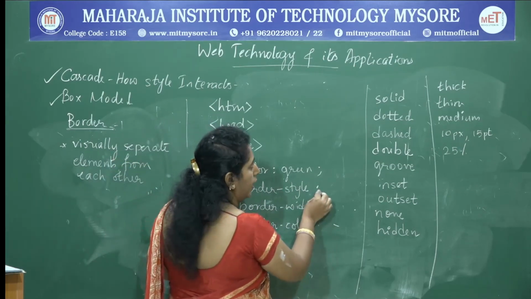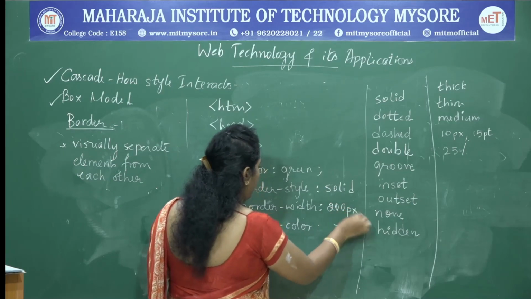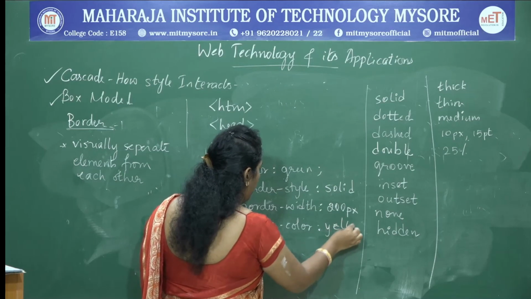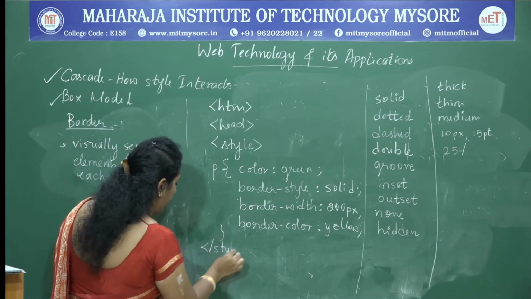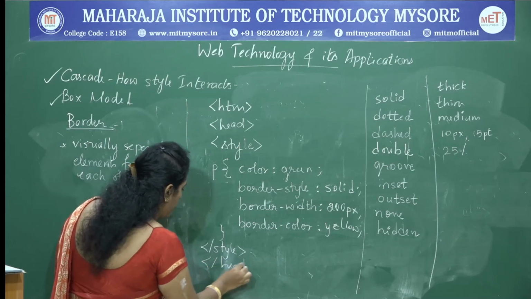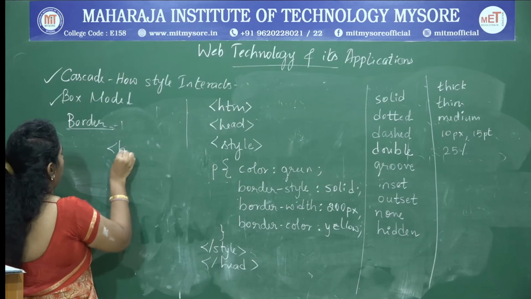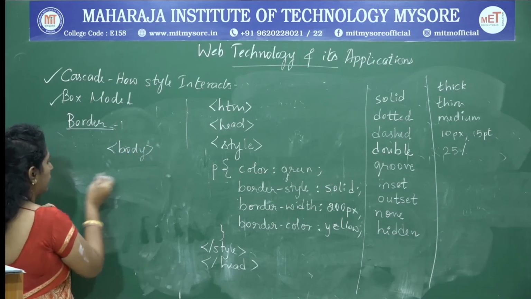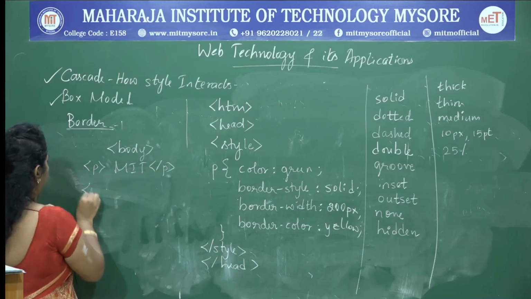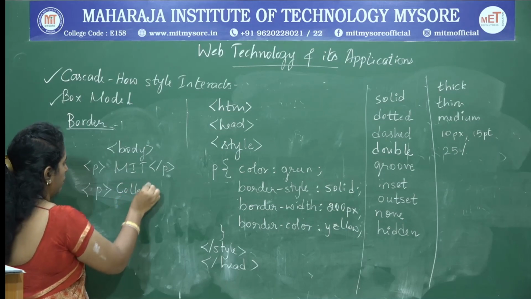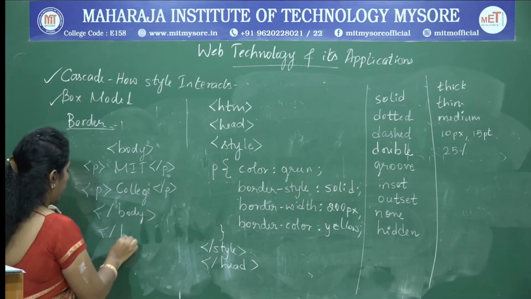For example, I am giving border style as solid, border width I am giving something like 200 pixel, and border color I am giving yellow. Finally, close this element selector, also close style and also close head. Here I am going to continue with the body part. Now open the body. Here I am going to write P and a message called MIT, and another paragraph P, a message called college. Now close the body and also close the HTML.